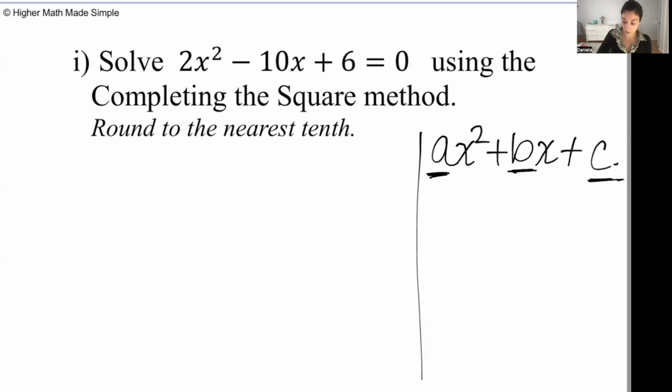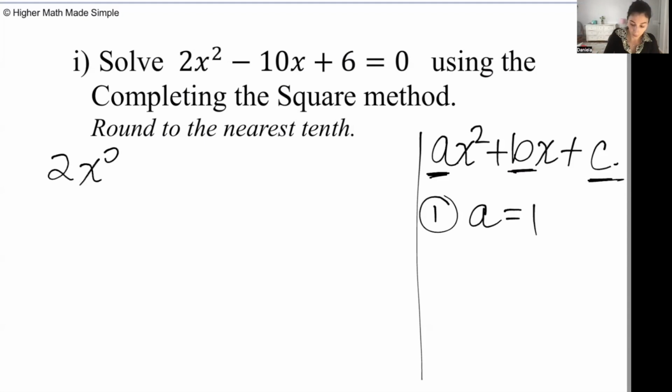All right, so the very, very first step when you complete the square is making sure that the leading coefficient, in other words, that A value is 1. And as we can see on this example, A is not 1, it's 2. So if it's not 1, you have to make it equal to 1. How do we do that?